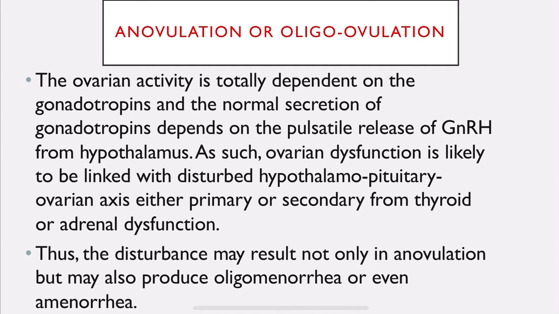Thus, the disturbance may result not only in anovulation but may also produce oligomenorrhea or amenorrhea. This not only affects the ovulation but also the menses, menstrual flow is also affected. When the menses are happening more than 35 days apart, it is oligomenorrhea, and even the absence of menstruation is found. This is about anovulation or oligo-ovulation.